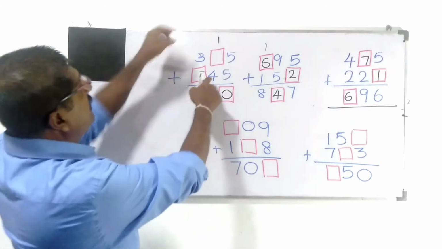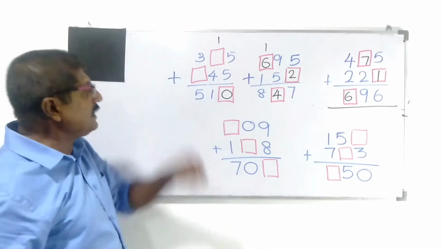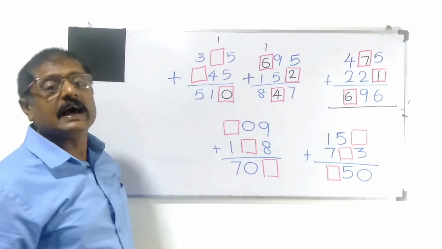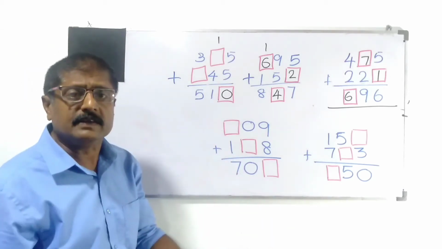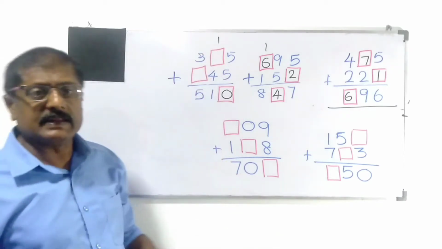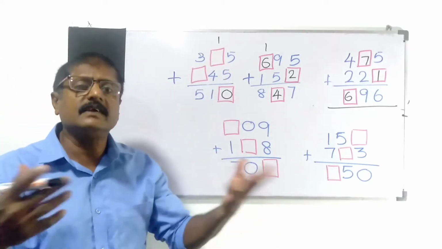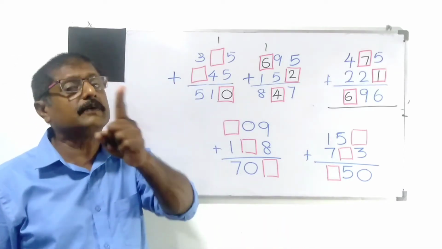Now on this side there are 1 and 4, 5. There are 5. And another number has been added, and the answer is 1. Is it possible? No. To 5 another number has been added, the answer is 1. It is not possible. Then it is clear that it is not 1, it is 11.